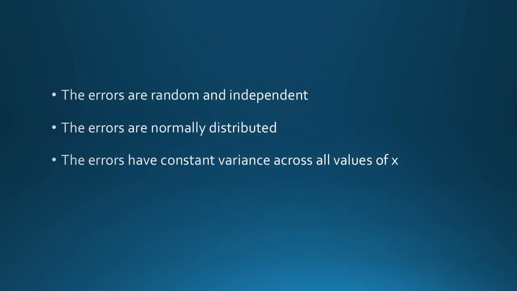For the ABC example, the residual plots indicate that all three assumptions for the regression are met. The errors are random and independent. The errors are normally distributed, and the errors have constant variance across all values of x. So therefore, ABC can use the results to make projections about the sales price of the sports cars that come off of 3-year leases.